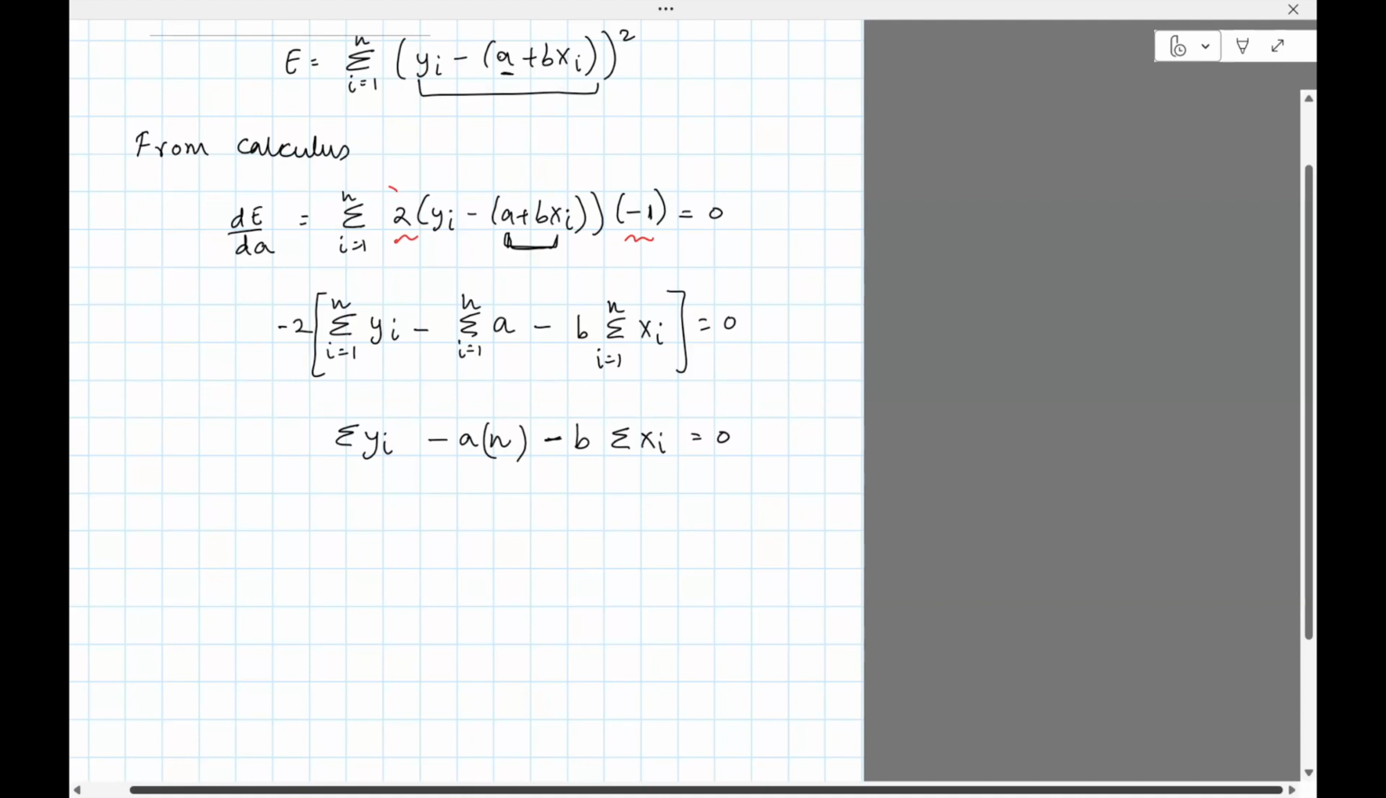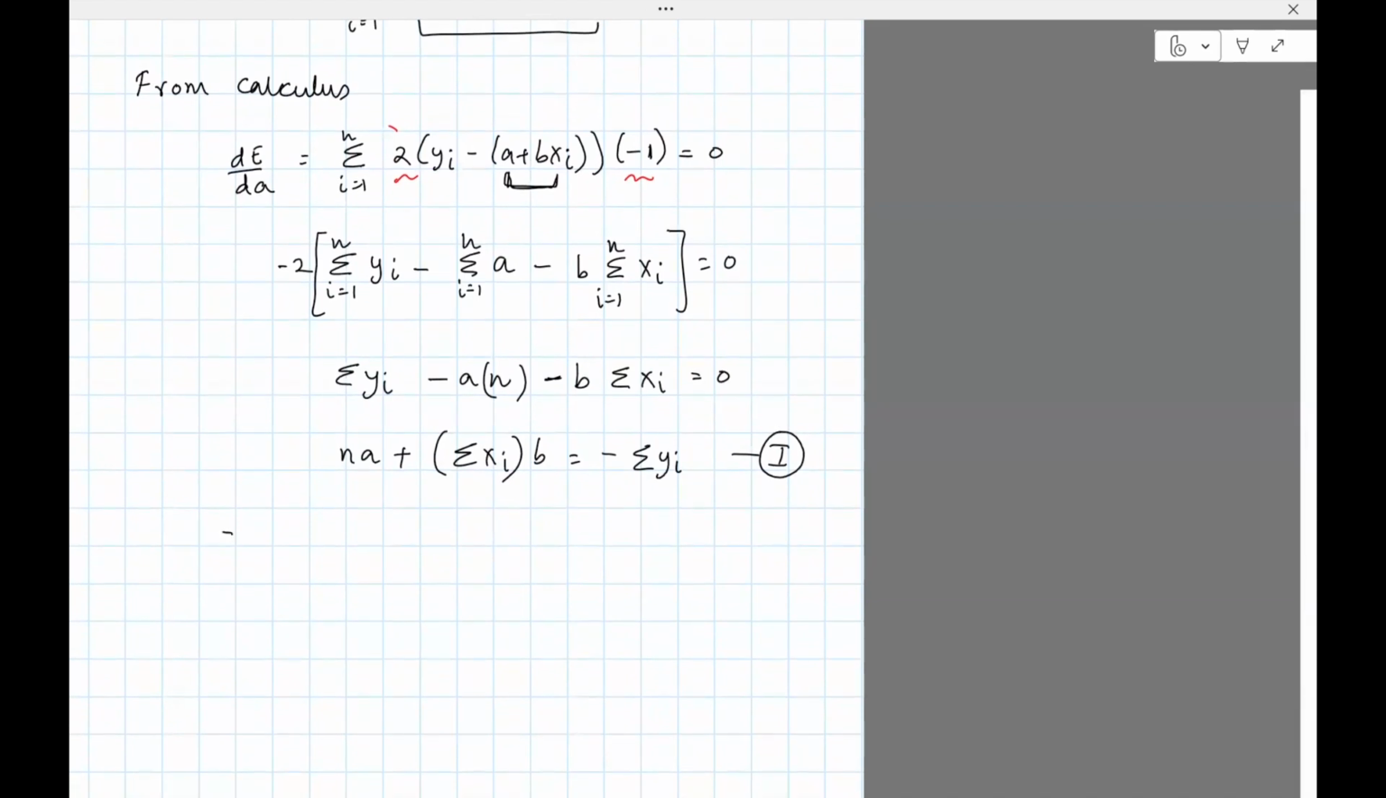Okay, so this gives me one equation. Let me write it down in a form which I can use later on. So nA plus summation xi times b equals summation yi. That's my equation 1.